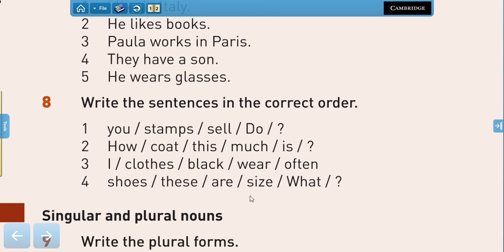Now, we're almost done, but now you have to write sentences in the correct order. So we have 3 questions and 1 positive sentence. Pause the video and do that now.